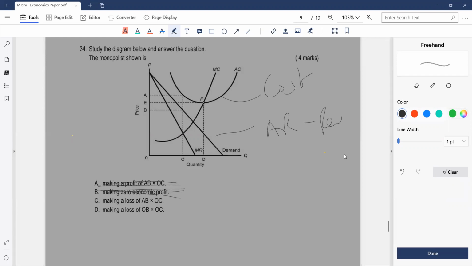So we are left with C and D. C says making a loss of AB. So the loss which is actually being made is this one. It's equal to AB times OC. Making a loss of OB? No, not OB. It's actually AB times OC. The answer is C for number 24. Number 24 is C.